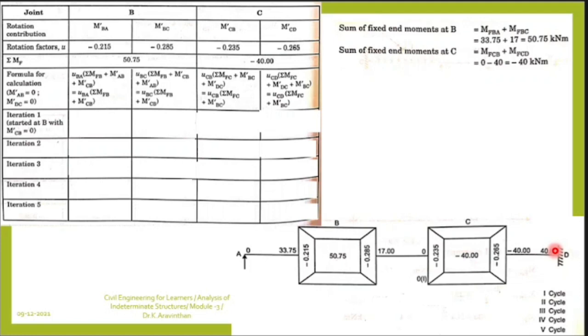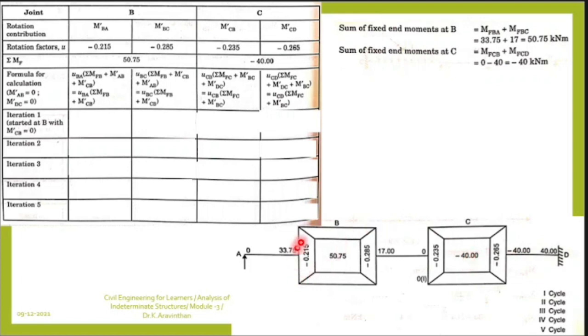So, this is your moment, and if you need the sum of moment at joint, what you can do is add the two moments. So, what is 33.75 plus 17? You will be getting 50.75. So, this is your answer and you have to write it in center, and next value is MFCB plus MFCD. At this joint, add the two values, that is 0 plus minus 40. You will be getting minus 40.